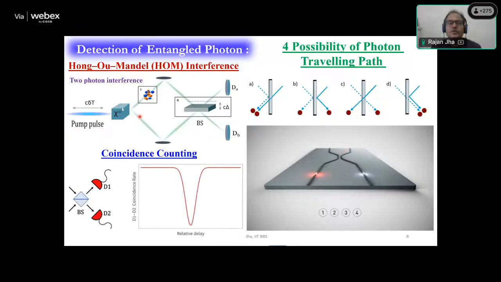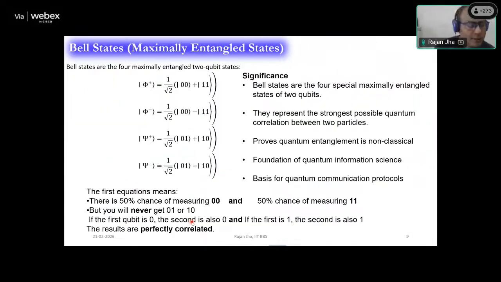So when you do this coincidence measurement, you get some D1, D2 coincidence measurement. You'll see that there is a very strong dip signature, which is a measure of entangled photons. Now, one very important aspect of entangled photons is that they should be maximally entangled, and for that, the famous Bell states have been defined. Bell states are the four maximally entangled qubit states. These are the four states: phi plus, phi minus, psi plus, psi minus. You see, these are 0, 0 and 1, 1. It is a combination of 0, 0 and 1, 1.